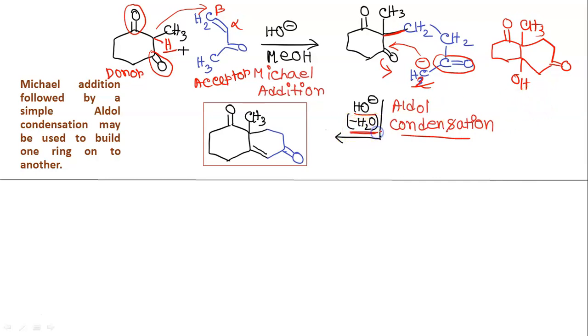But after that, there is removal of water, that is why it is condensation. So H and OH will be removed as water, and there will be formation of a double bond. So now we are getting one ring that was already there. Suppose this is the first ring that is already present in the donor, and this is the second ring that is formed. So one ring onto another ring we can form by applying 2 reactions successively, Michael and then aldol.